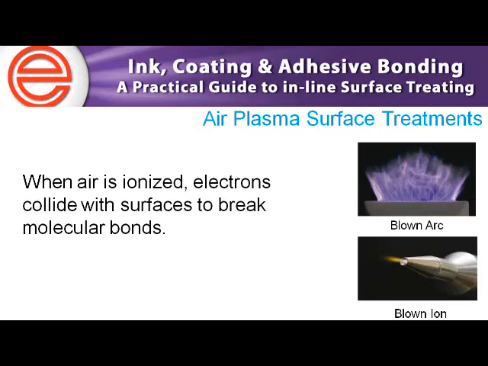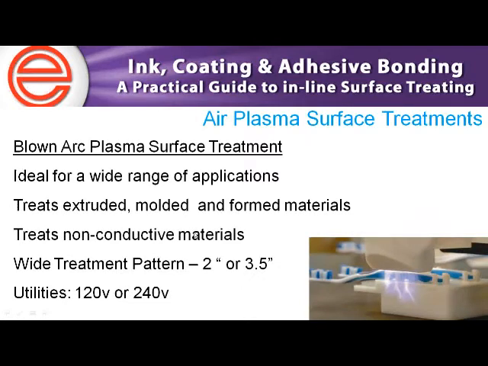In this slide on the right-hand side, you can see two examples of what air plasma is, both a blown arc and a blown ion plasma. I'm going to start by talking about the blown arc plasma system. This particular type of technology is really great for treating non-conductive materials. For pad printing, labeling, coating applications are probably the most common. You can see here on the bottom right-hand of your screen an example of the blown arc plasma system treating a toothbrush for a printing application.